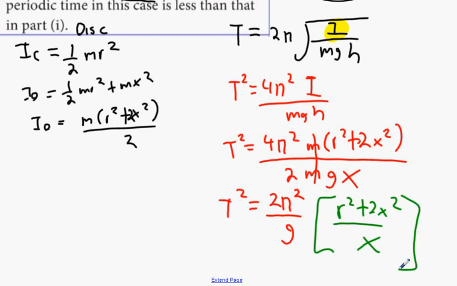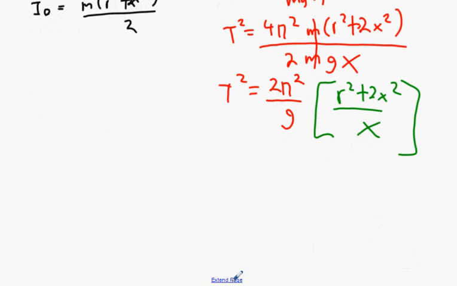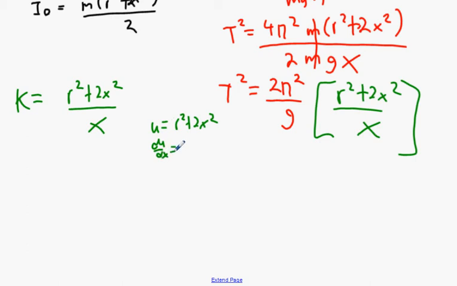I'm going to call this any letter that I fancy. Doesn't matter what it is. I'm just going to stay with k for the time being. k equals r squared plus 2x squared all over x. I've got to calculate the x value, so I'm going to differentiate twice. So u equals r squared plus 2x squared. du dx therefore is 4x. v equals x, dv dx equals 1. Use the quotient rule to find dk dx.